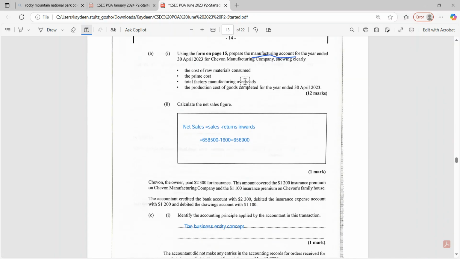Using the form on page 15, prepare the manufacturing account for the year ended the 30th of April 2023 for Chevron Manufacturing Company, showing clearly the cost of raw materials consumed, the prime cost, total factory overhead, and the production cost of goods completed for the year ended the 30th of April 2023.